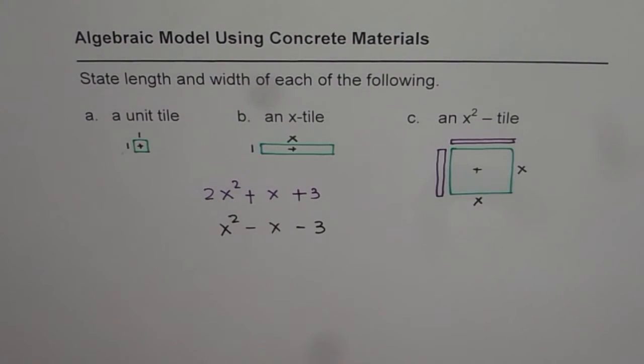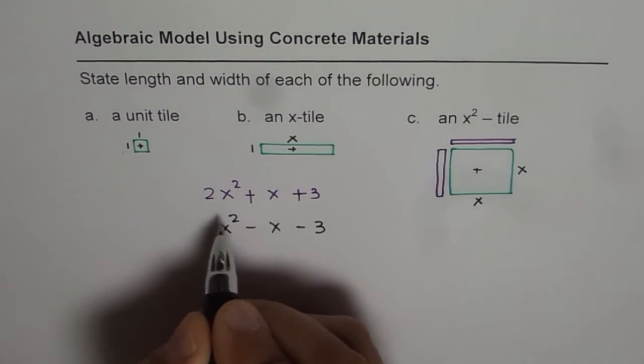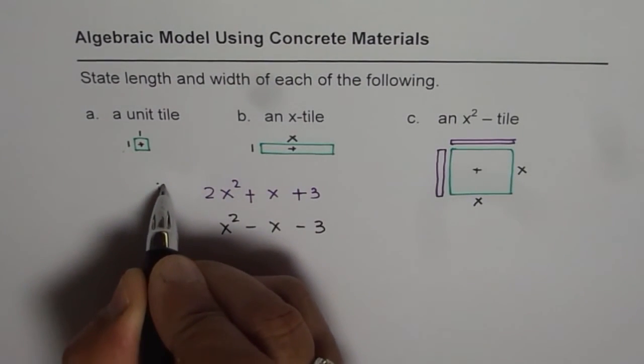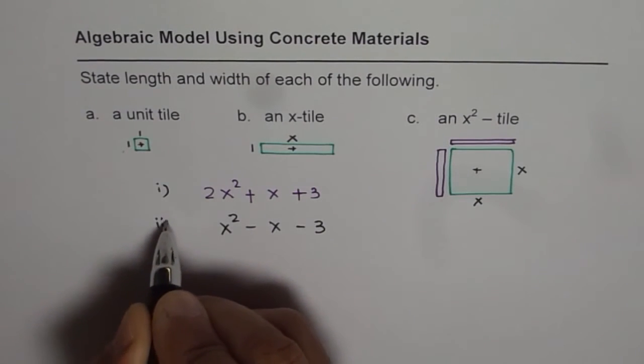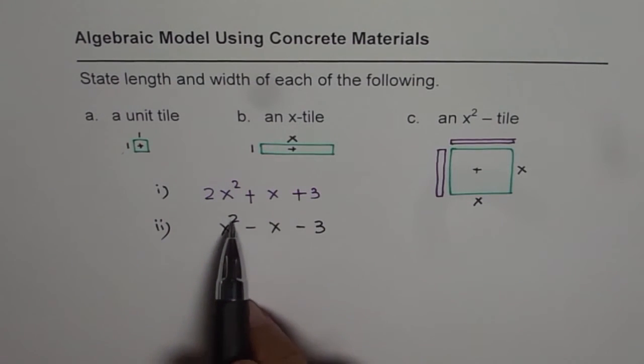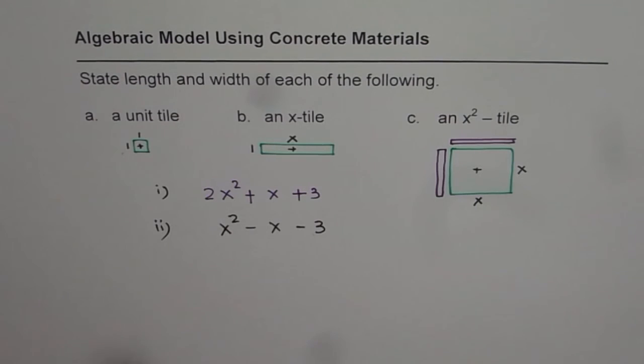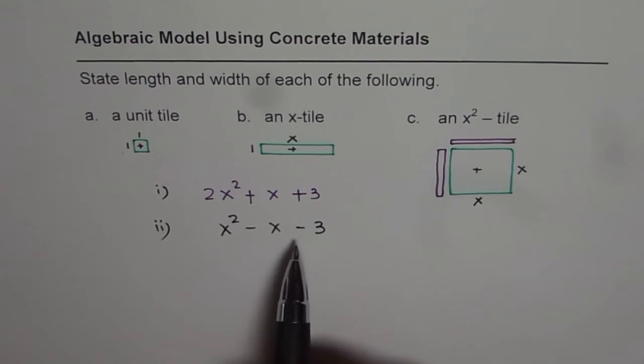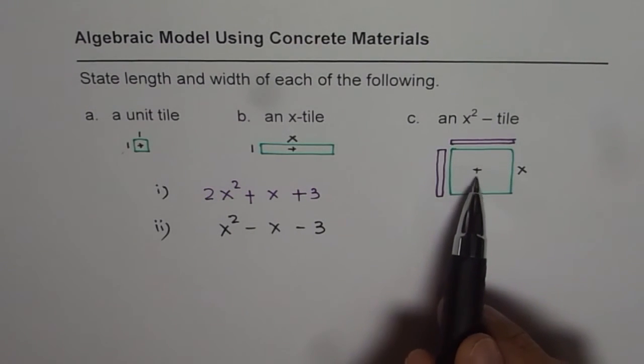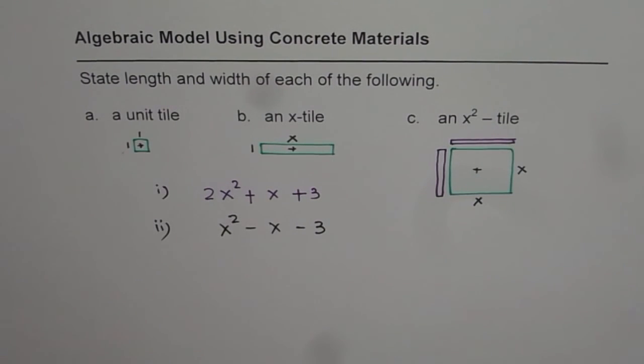So define your tiles and represent these expressions. So let me write this as question 1 for you and this one as question 2 for you. Represent x square minus x with the help of tiles. Remember, for negative you can use a different color or you can write negative inside the tile.